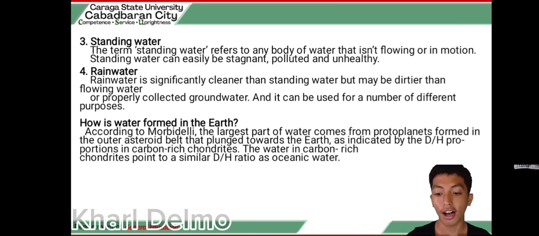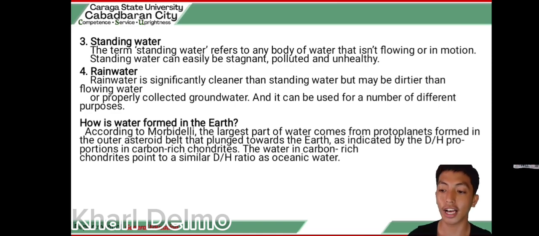So, how is water formed in the earth? According to Marbedele, the largest part of water comes from protoplanets formed in the outer asteroid belt that plunged towards the earth. This is indicated by the D/H ratio in protoplanets, which is similar to the D/H ratio of oceanic water.